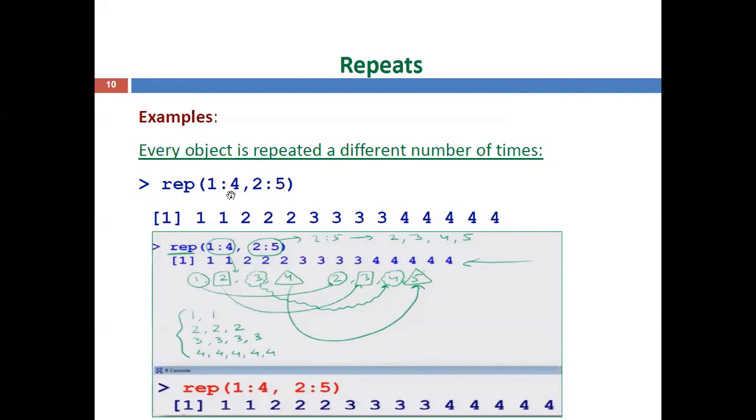So 1 to 4 is the data that is repeated with a different number of times. That means the first value is repeated 2 times. The second value is repeated 3 times.